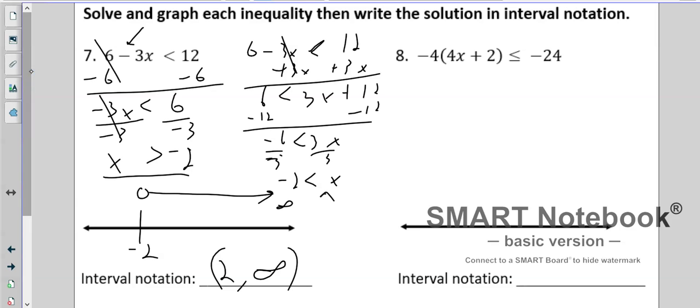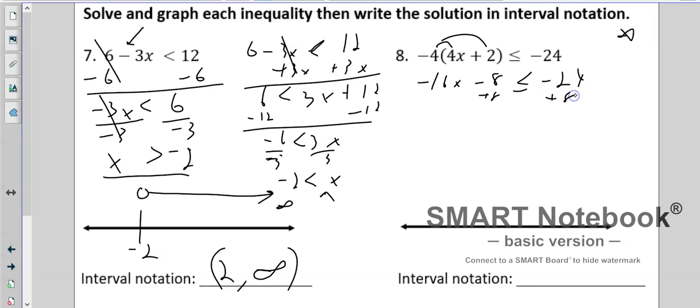I can distribute this -4. I'll come back to it. I'm going to put this to remind myself. I'm going to distribute the -4. So that's -16x. 2 times 4 is 8, minus 8, less than or equal to -24. I'm going to add 8 to both sides, which is going to give me -16x is less than or equal to -24 plus 8 is -16.